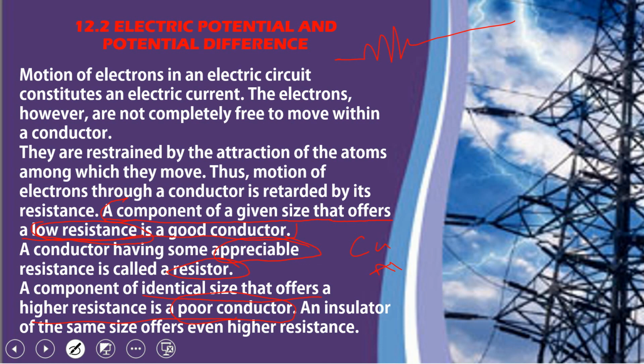Now, another type is the insulator. An insulator, of the same size, offers even higher resistance. For an insulator, the conduction of current is almost nil. For example, wood, glass, etc. These do not allow current to pass through them, so they are called insulators. It is a very poor conductor, we can say. Understand?